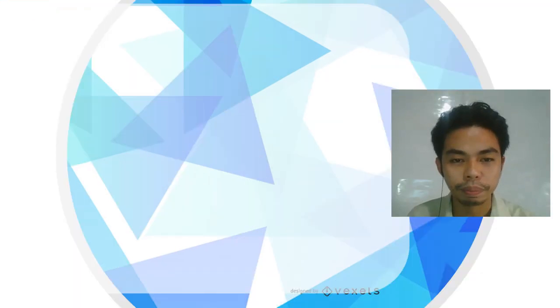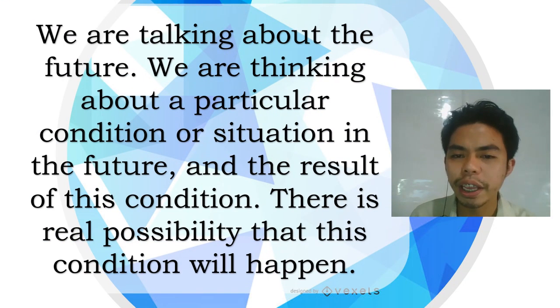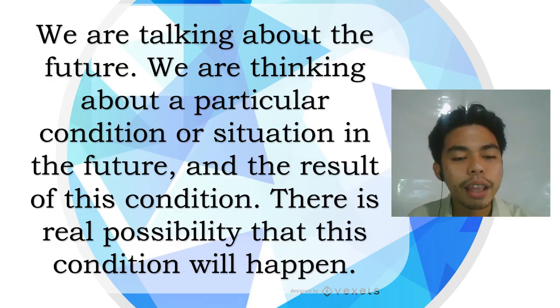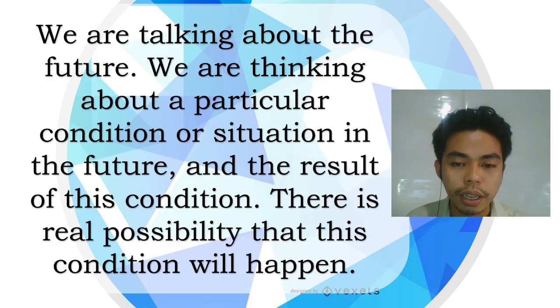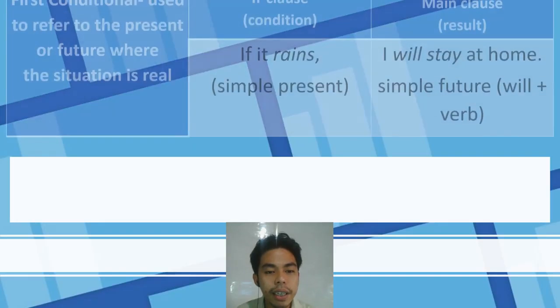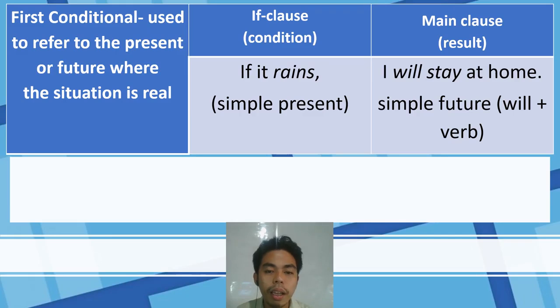For example, we are talking about the future. We are thinking about a particular condition or situation in the future and the result of this condition. There is a real possibility that this condition will happen. That is what I was telling you a while ago in the given description, right? So here's the example. If it rains, I will stay at home.